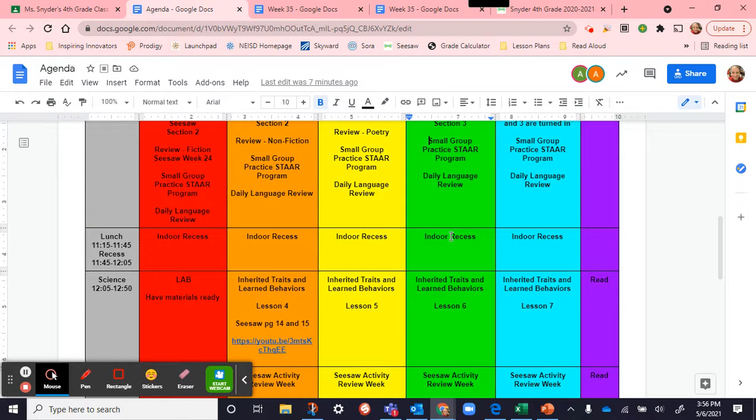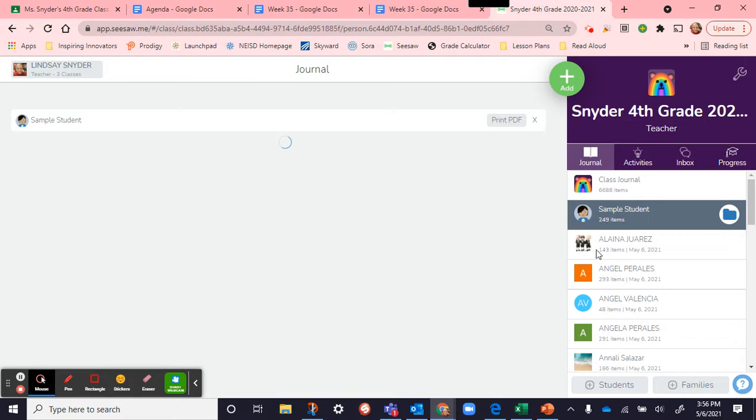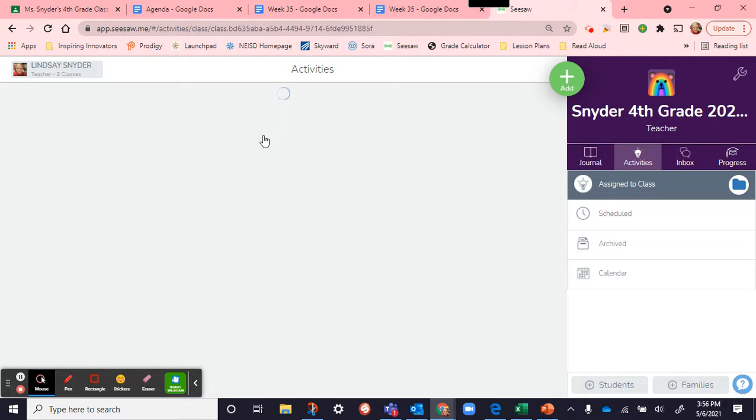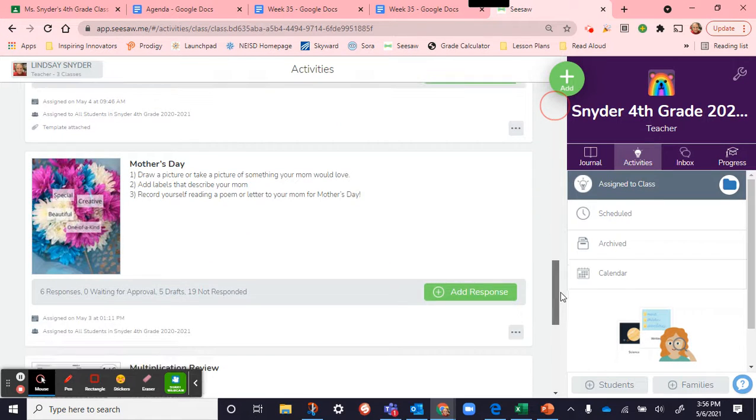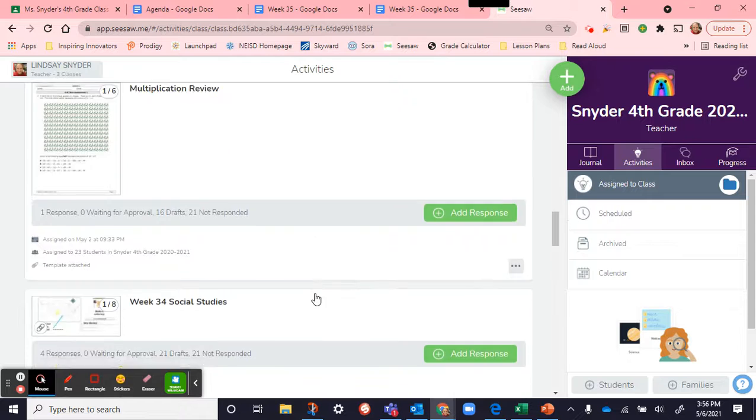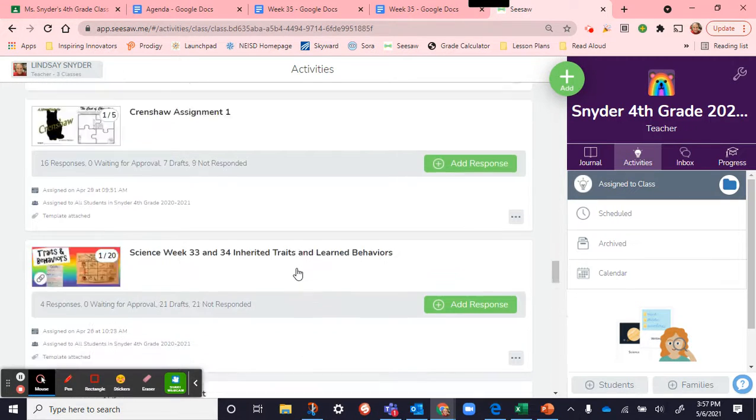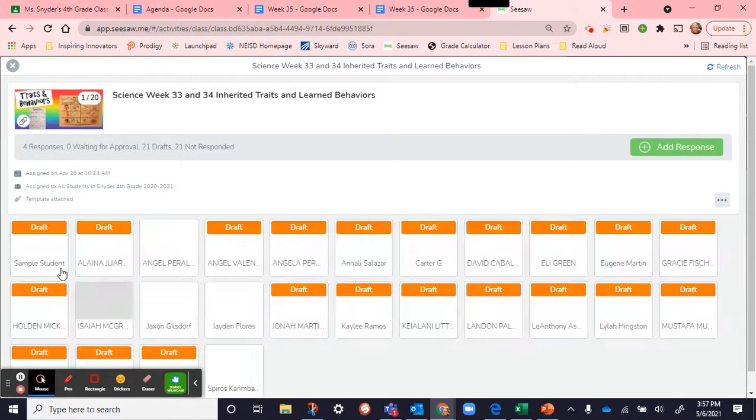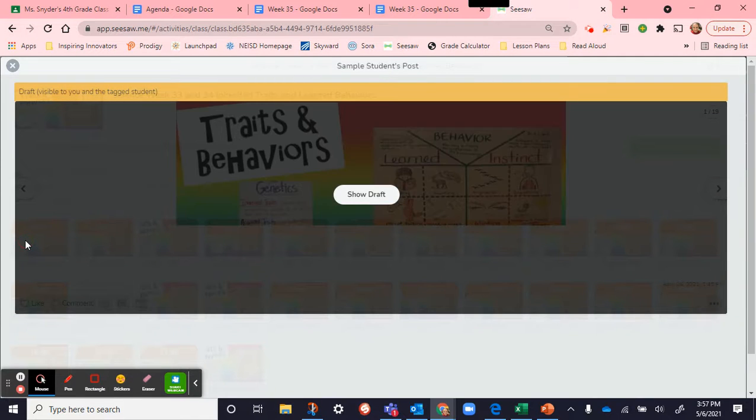Then for science today, we went back to Seesaw and continued talking about inherited traits and learned behaviors. So we reviewed what we covered. Let me open it. All right, so we reviewed what we covered yesterday with inherited traits and learned behaviors. So we've talked about this for a couple days now. And so we were just reviewing before we started our test.